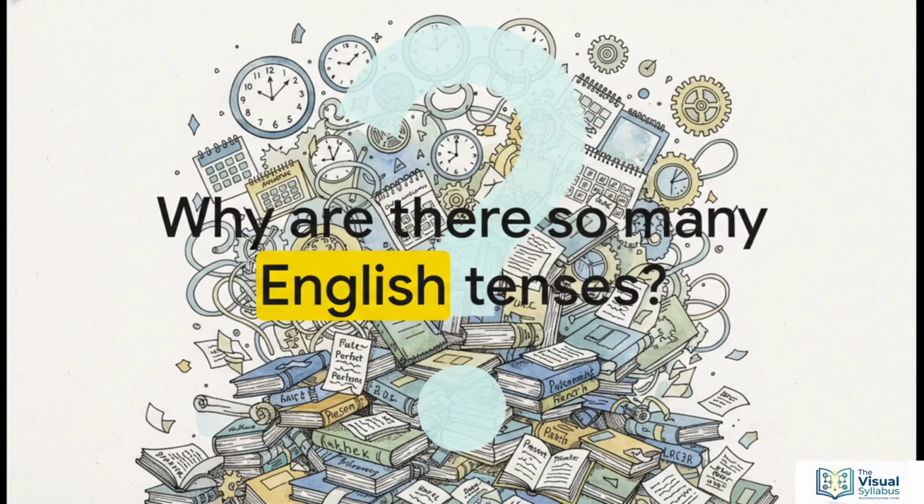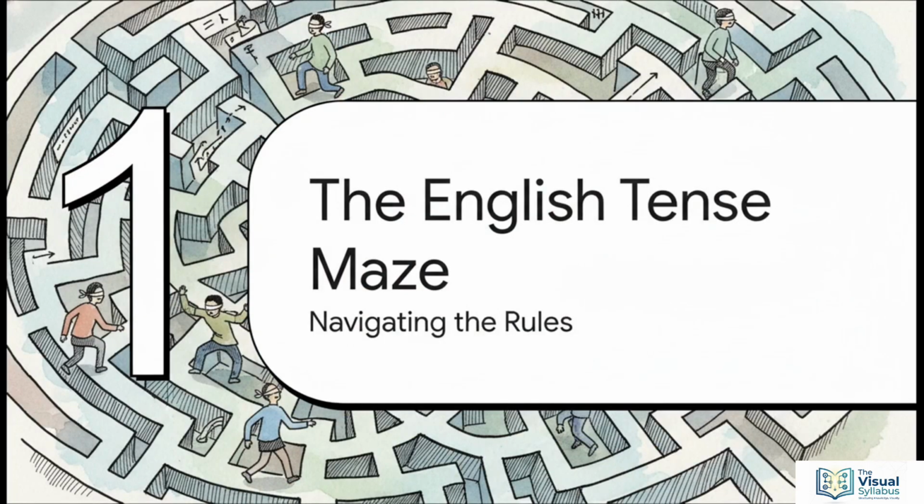You're told to learn the present simple, then the past continuous, the future perfect, and it just feels like this endless list of disconnected rules you have to cram into your brain. It is absolutely overwhelming. For most of us, learning tenses feels like you've been dropped into a maze, blindfolded. You learn one tense, you think you've got it, you take a turn, and bam, you're hit with another one that seems to completely contradict what you just learned. It's confusing, but you know what? It really doesn't have to be this way.